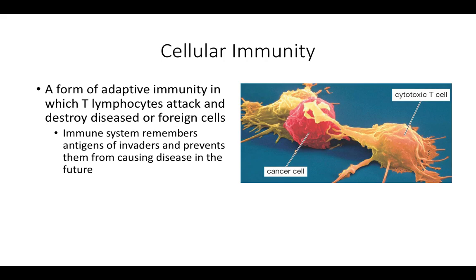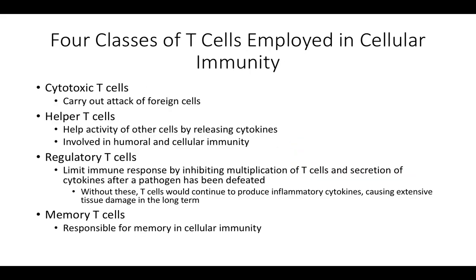Okay, so this type of immunity allows your immune system to remember antigens or other types of pathogens and invaders in order to prevent them from causing disease in the future if you have some sort of secondary encounter. There are 4 classes of T cells that are employed in cellular immunity. So cytotoxic T cells are the first and probably, I guess, most important that we'll talk about. They're the ones that carry out the attack on foreign cells directly.